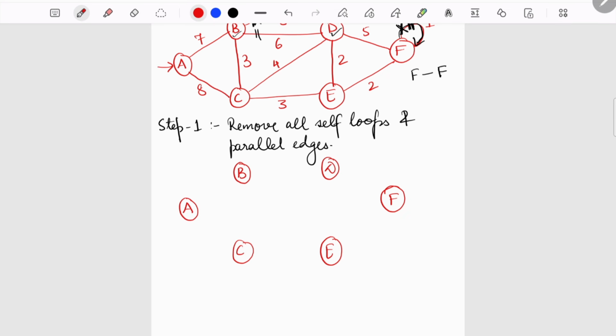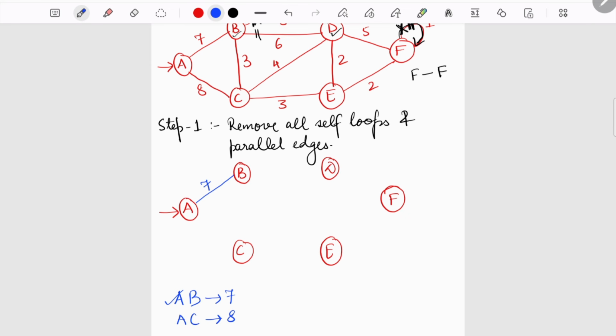So at the first instance, what all options do we have? Since A is the starting vertex, you can see that from A, you can either select edge AB, which has weight 7, or you can select edge AC, which has weight 8. Correct? Now we are going to select the edge with the least weight. So we select AB. So we can draw AB with edge weight 7.